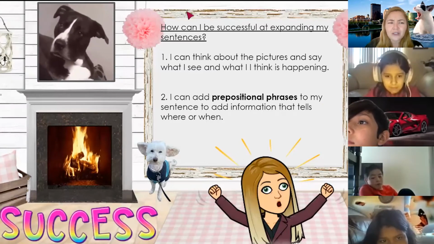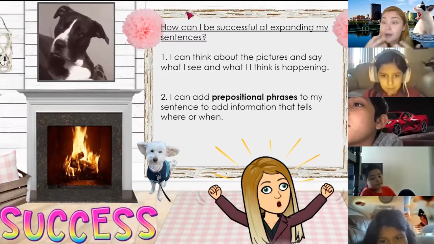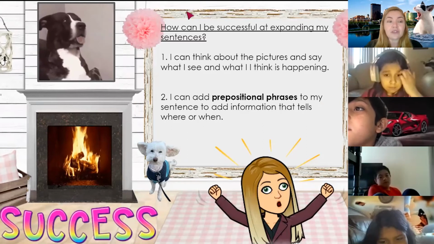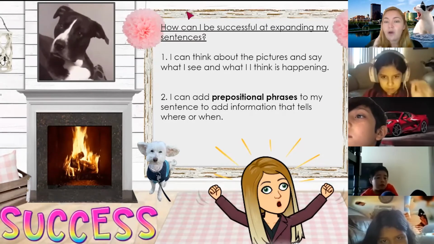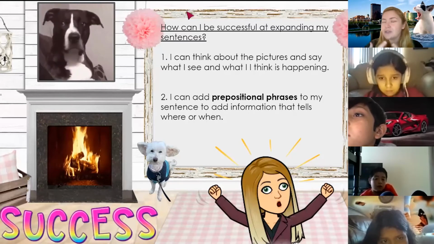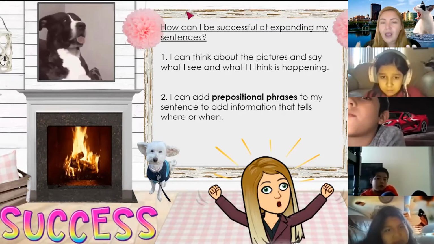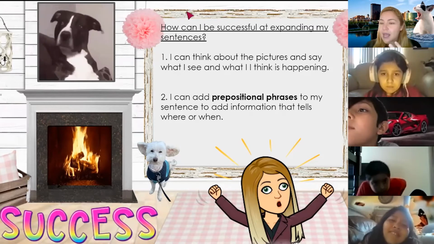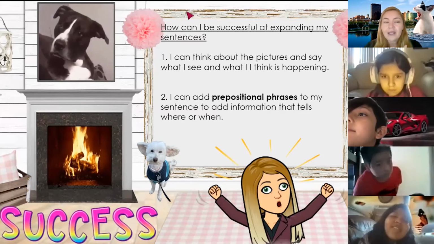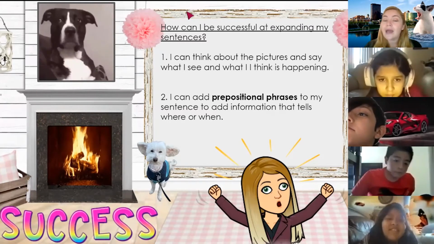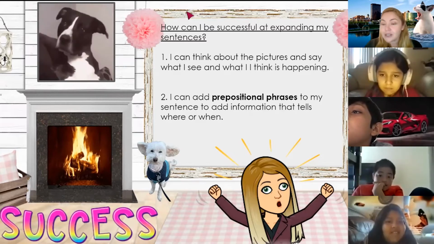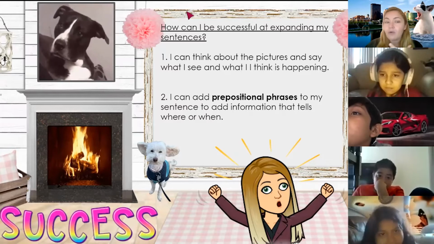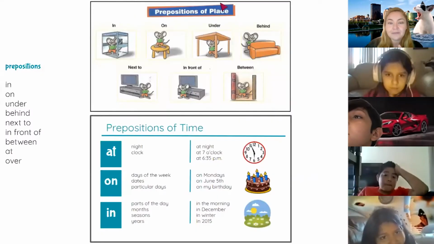So you might ask yourself, but how, Mr. Tega? I want to be successful today, but how do I expand my sentences? There's two things you can do today. One is you can look at the pictures, think about the pictures, and say what you think is happening and say what you see. The second thing you can do is you can add prepositional phrases to your sentences to add information that tells when it's happening or where it's happening.